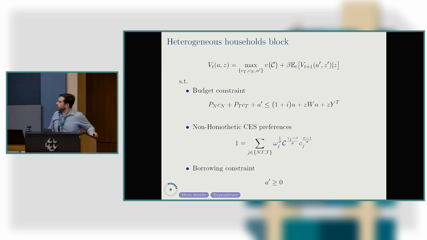We have idiosyncratic income risk in the variable C, and then the non-homothetic CES preference. If both parameters gamma J are equal to 1, then we can take consumption out of the summation, and we return to the standard homothetic CES preference.